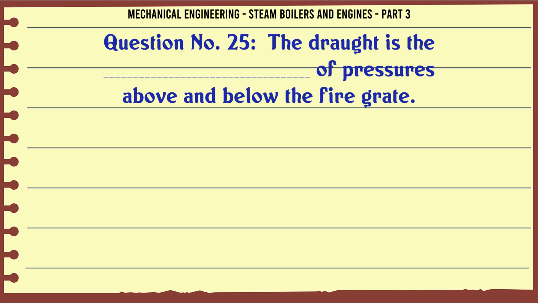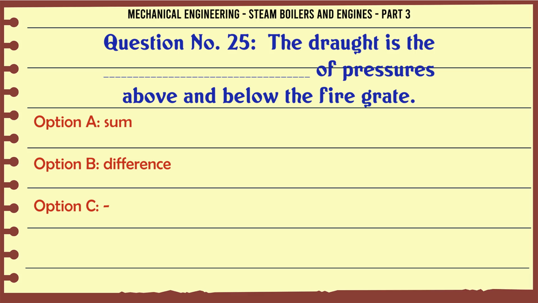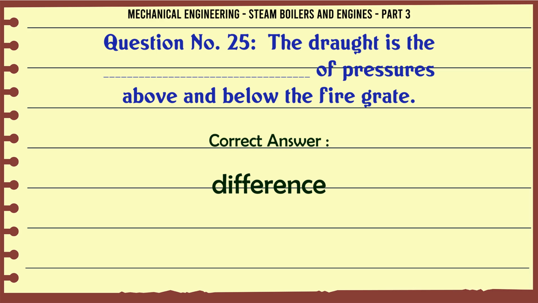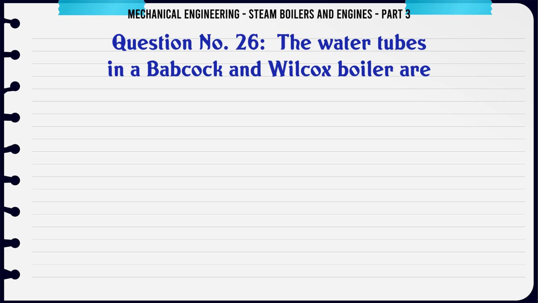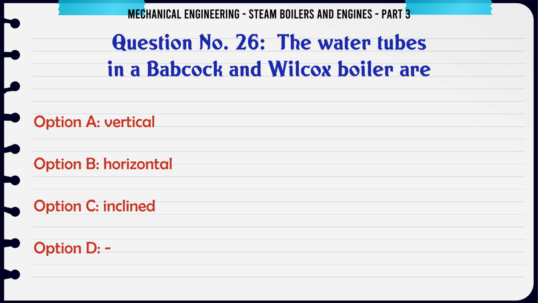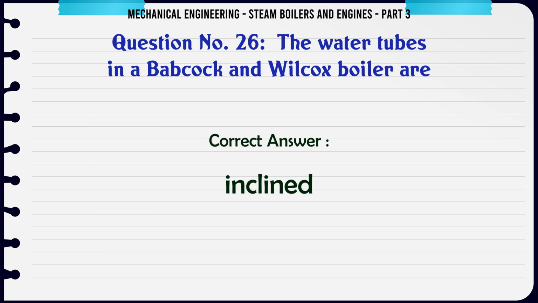The draught is the of pressures above and below the fire grate. A. Sum, B. Difference, C. D. The correct answer is difference. The water tubes in a Babcock and Wilcox boiler are A. Vertical, B. Horizontal, C. Inclined, D. The correct answer is inclined.